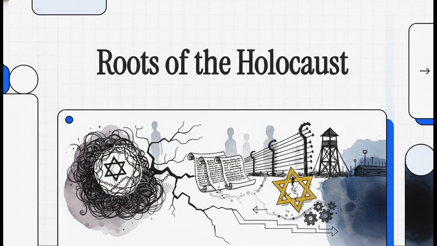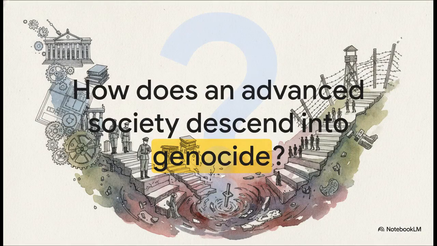We aren't just looking at the what, we're digging into the systemic processes that allowed the what to happen in the first place. And that brings us to the big central question framing our entire discussion today. How exactly does an advanced society descend into industrial-scale genocide? I mean, it's a terrifying question, right?